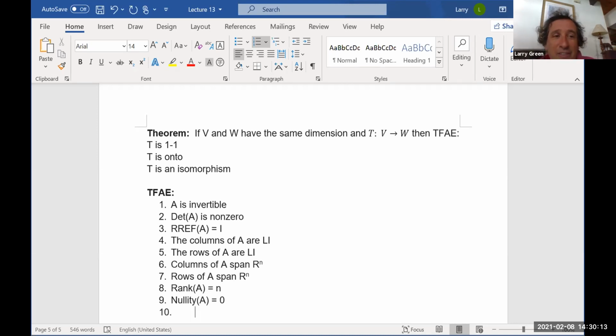Okay, well, we can add some more now. And that is T. Oh yeah, it always adds a space. I don't know how to get rid of the space. T is 1 to 1.